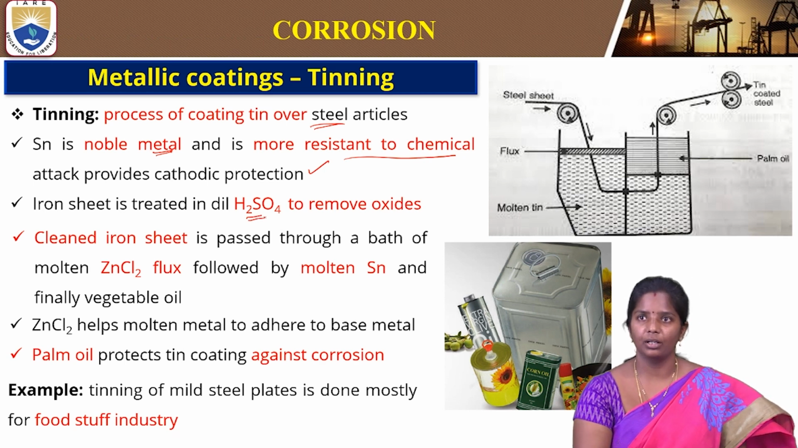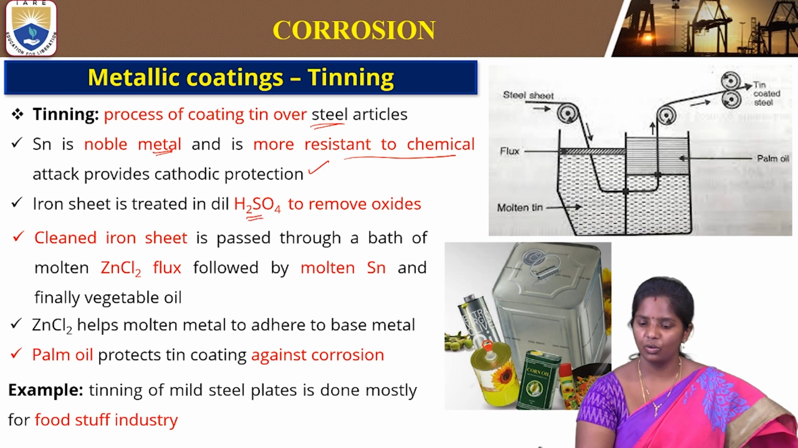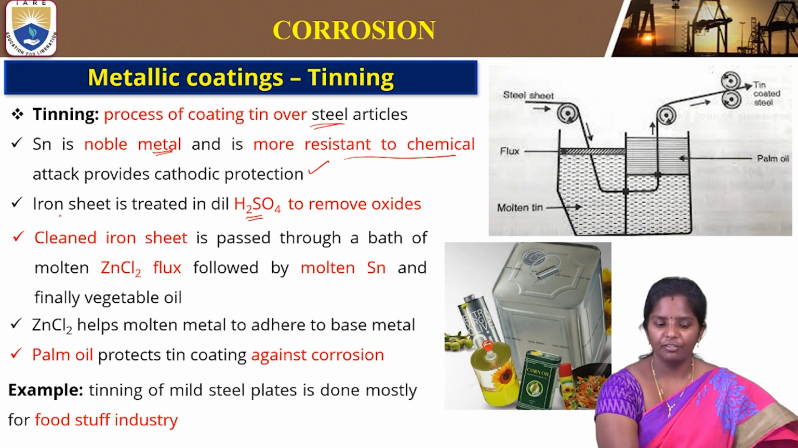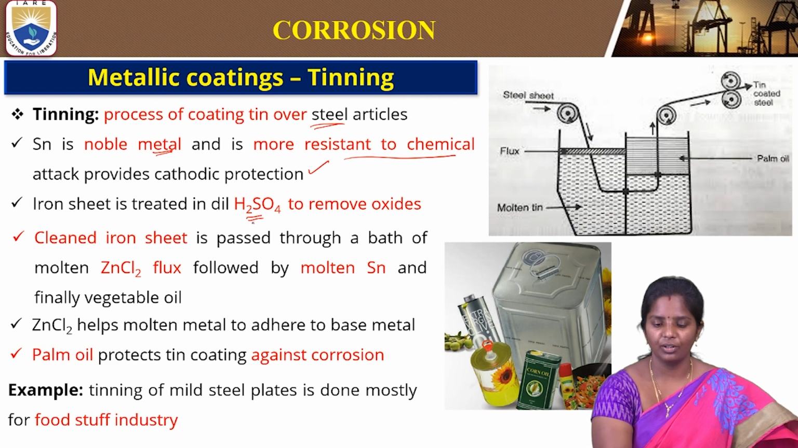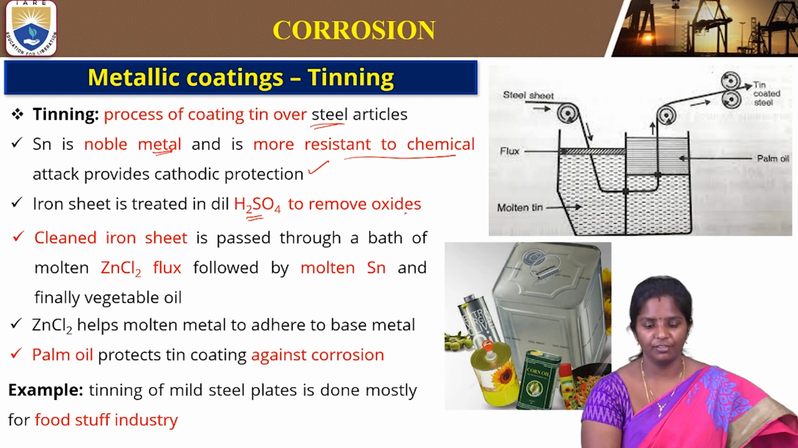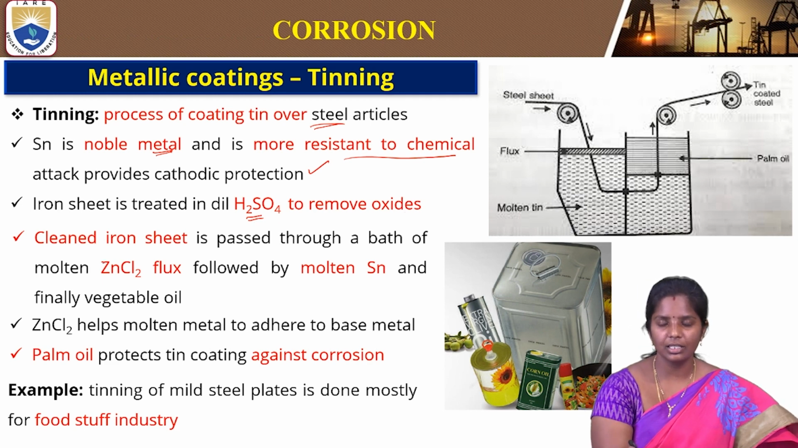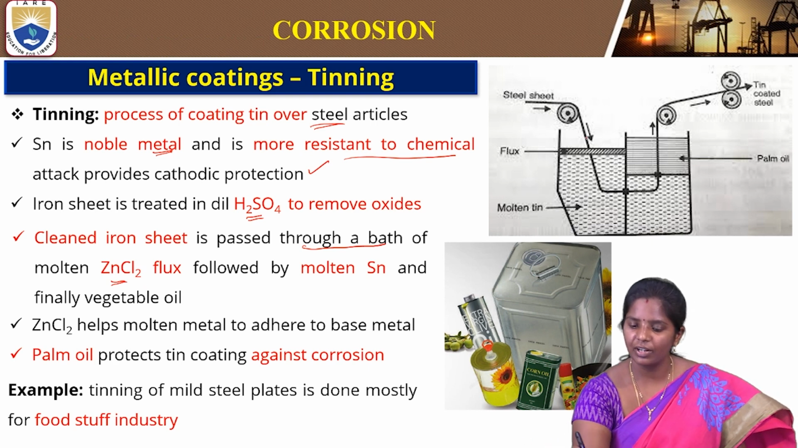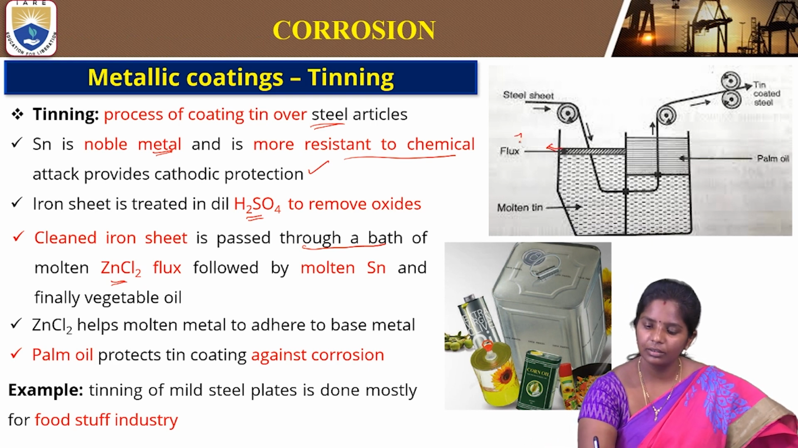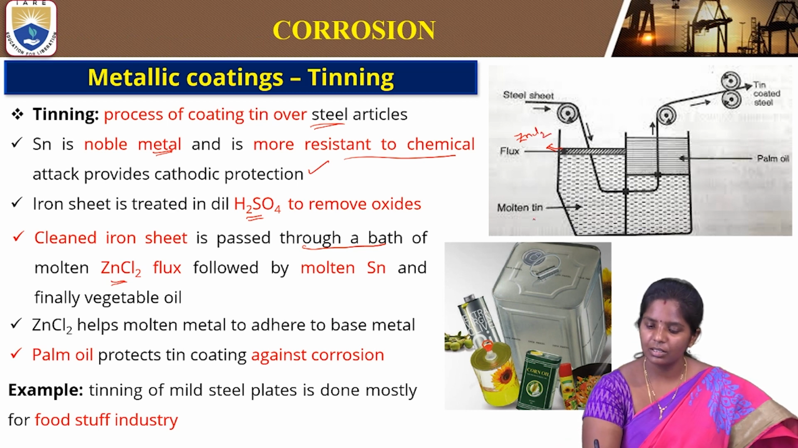Iron sheet is treated with sulfuric acid to remove any oxides. So for example, if we have an iron sheet or bar, then we will be treating it with sulfuric acid and removing the oxide layers if any are present. Then this clean iron sheet is passed through a bath containing zinc chloride flux. This flux is nothing but zinc chloride. Then it is followed by the molten tin.